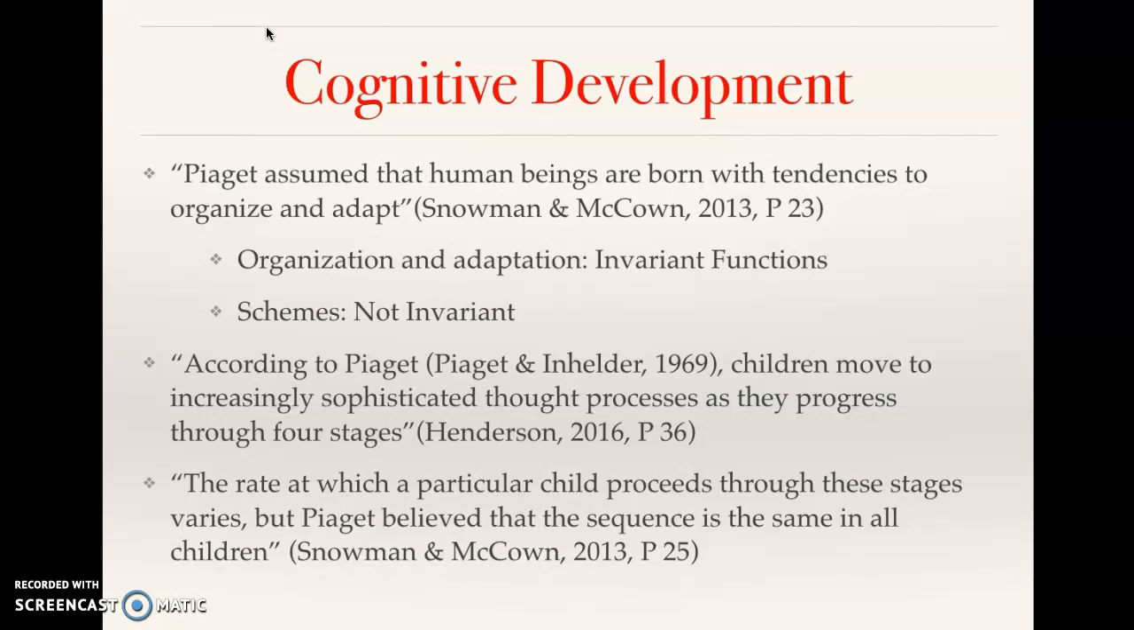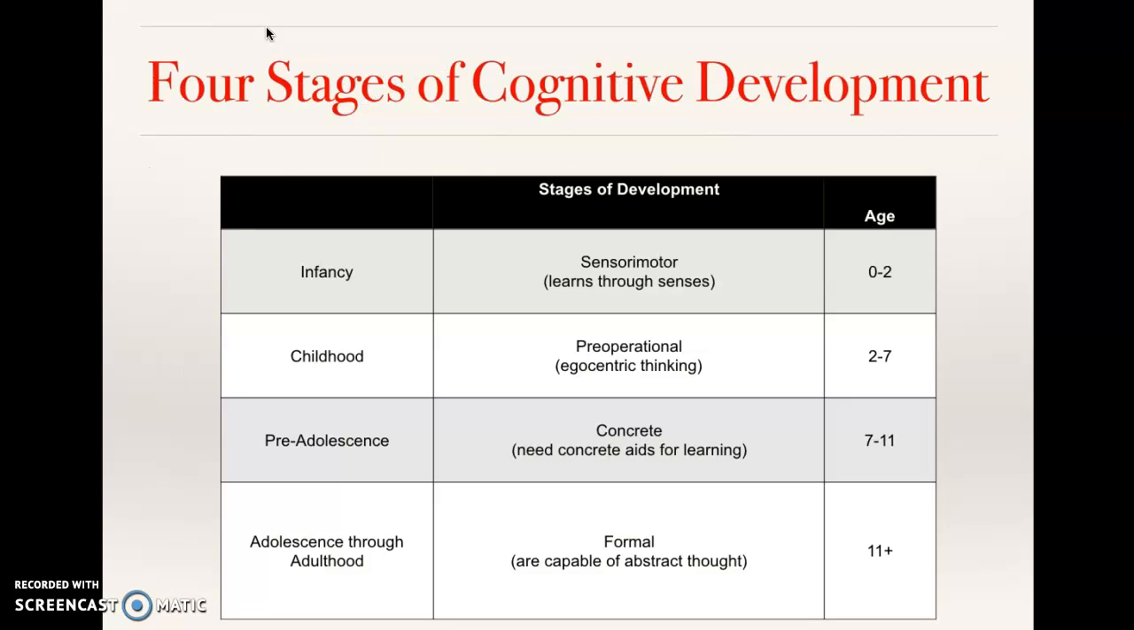According to Piaget, children move to increasingly sophisticated thought processes as they progress through the 4 stages of cognitive development. The rate at which a particular child proceeds through these stages varies, but Piaget believed that the sequence is the same in all children. So these are the 4 stages of cognitive development: sensorimotor, preoperational, concrete operational, and formal operational.